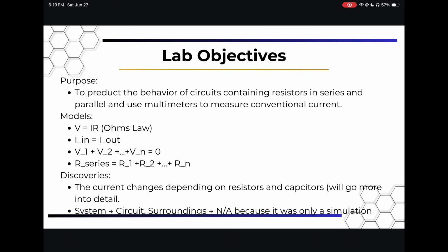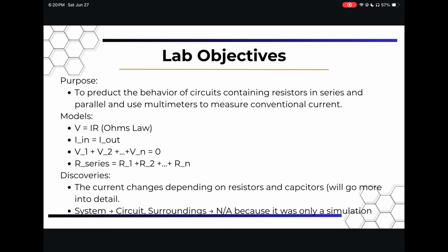Models: V equals IR, which is Ohm's law, and then current in is equal to current out, and then potential difference 1 plus potential difference 2 plus however many potential differences is equal to 0, which is the loop rule. And then R series is equal to R1 plus R2 plus however many other R's are in the series.